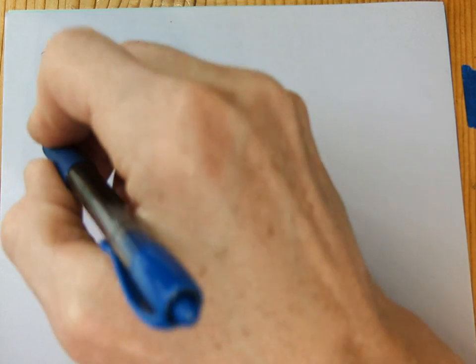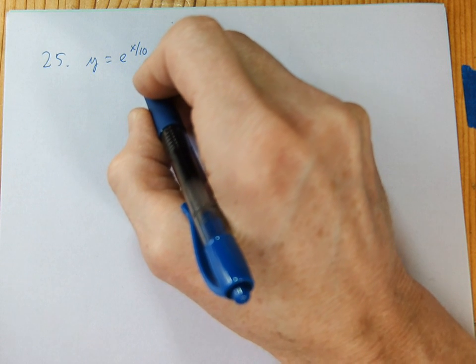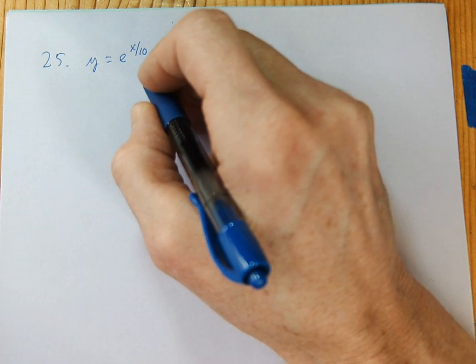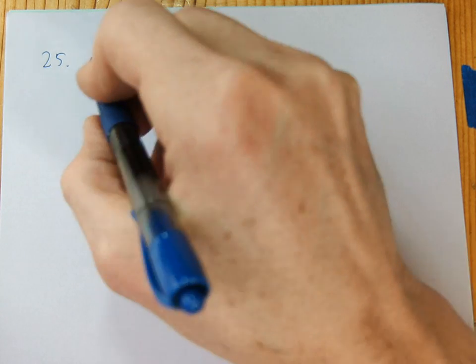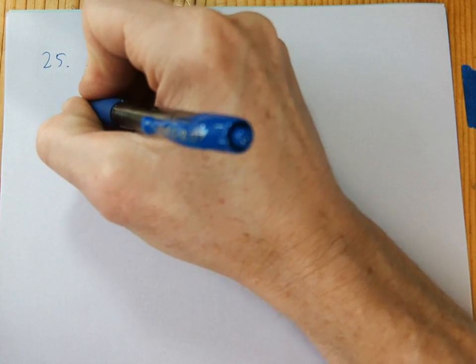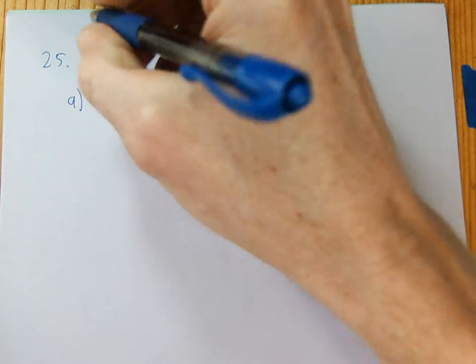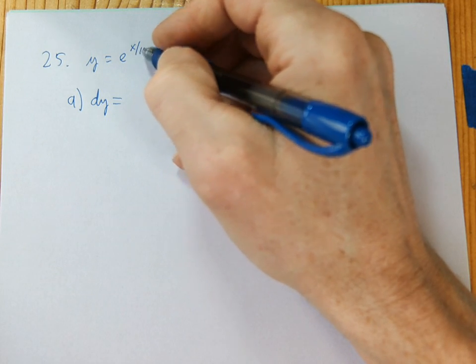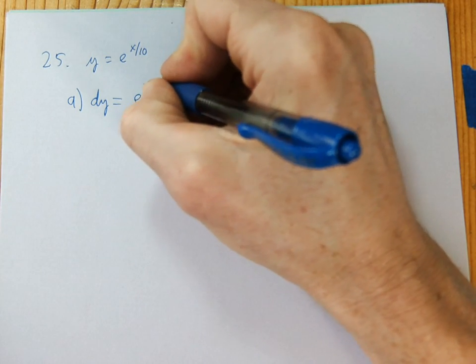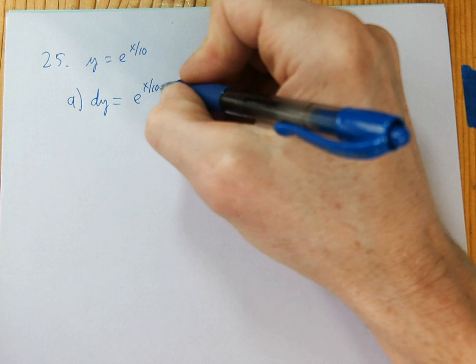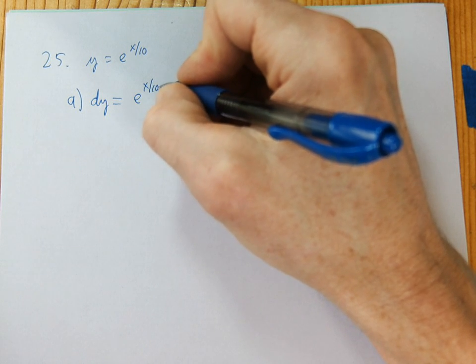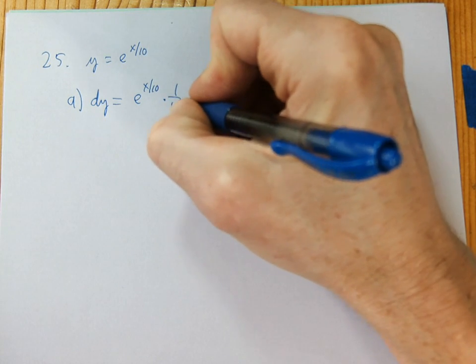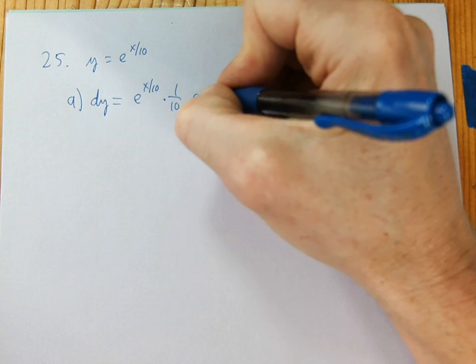Okay, so 25 starts off with this function y equals e to the x over 10, and in part A they say to find the differential dy. So to do that, you make the y into dy, and you just take the derivative. The derivative of e to the x over 10 is e to the x over 10 times the derivative of x over 10, the chain rule, which is just 1/10, so times 1/10, and then you just put a dx at the end.